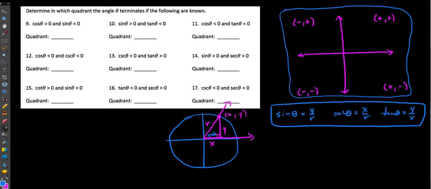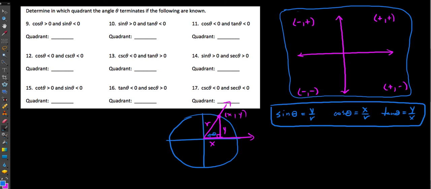Given these ratios, something is really apparent. If you terminate in a different quadrant than the first quadrant here, you may have positive x's or negative x's, positive y's or negative y's. The only exception to this positive or negative rule is that r is always positive. So what we're going to explore is what should I expect to be positive and what should I expect to be negative in each of these four quadrants.